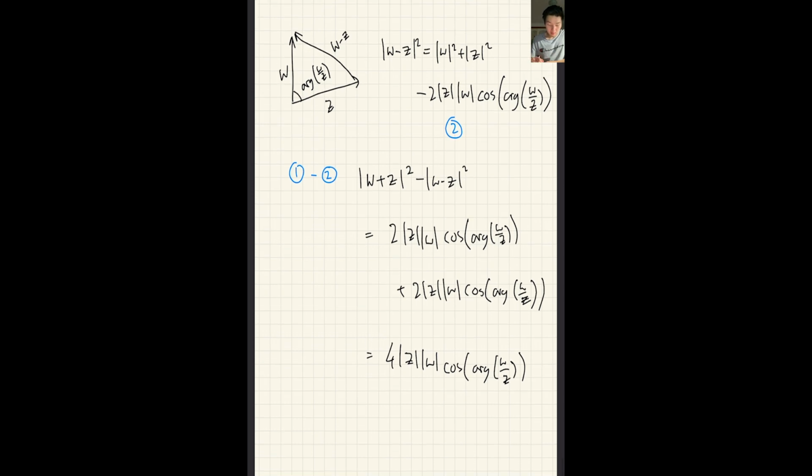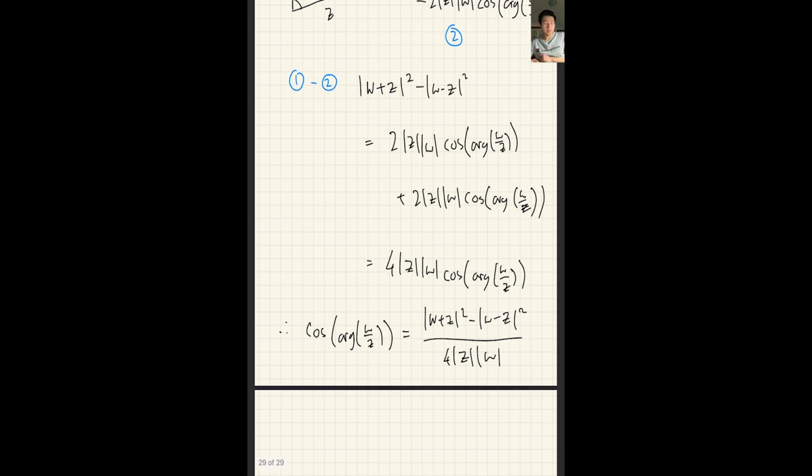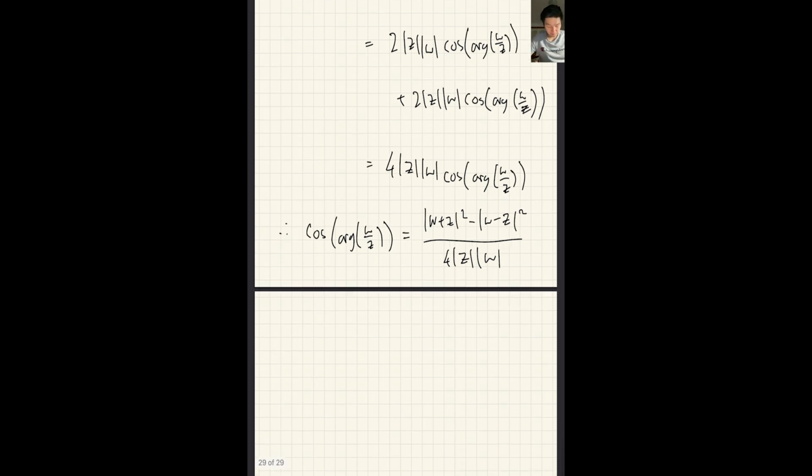All right, and then now once that's sorted out, we can rearrange it for what they want. Okay, so they want the cos arg w on z to be on its own. So we'll give them that. Therefore, cos arg w on z is equal to w plus z all squared minus w minus z all squared on 4 modulus of z times modulus of w. Okay, and that is what we want as the answer. Okay, fourth and final part.